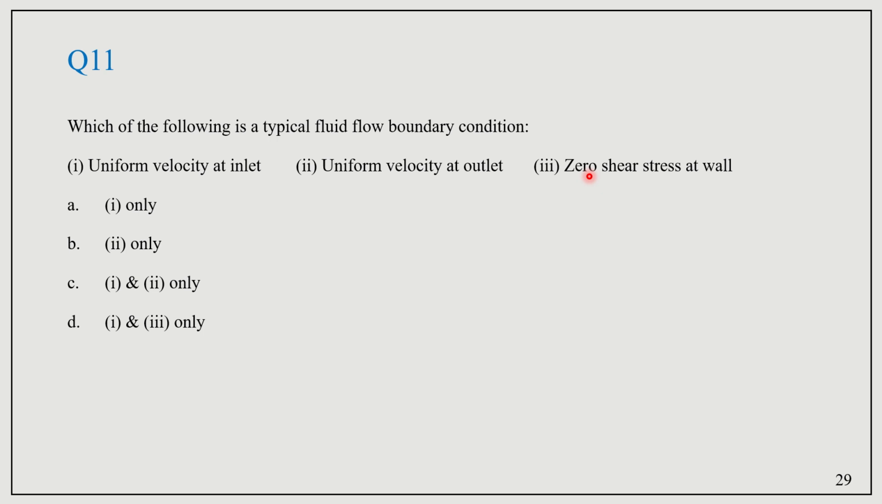So question 11, the right answer is that uniform velocity at the inlet is the right answer. That is option A, one only is the right answer. Our answer is option A, one only. Now we'll go to question 12.